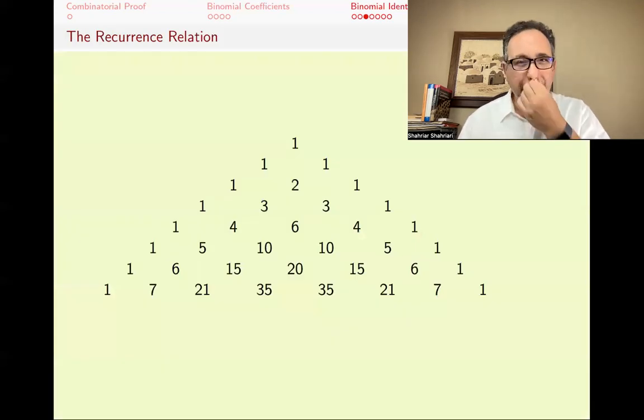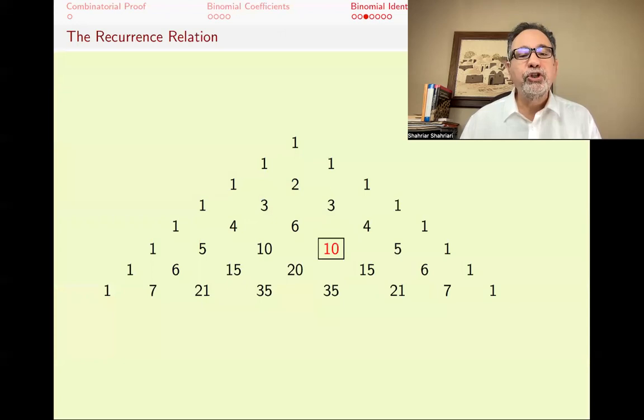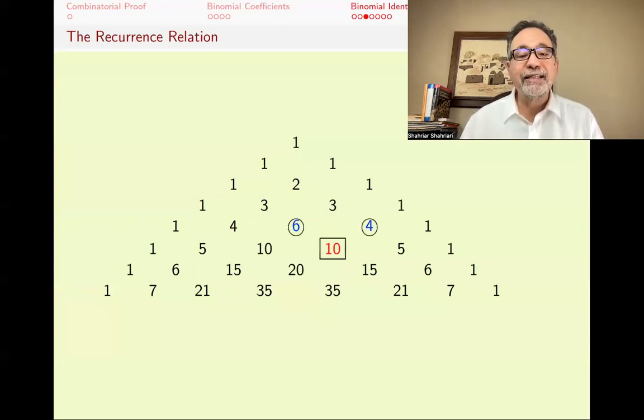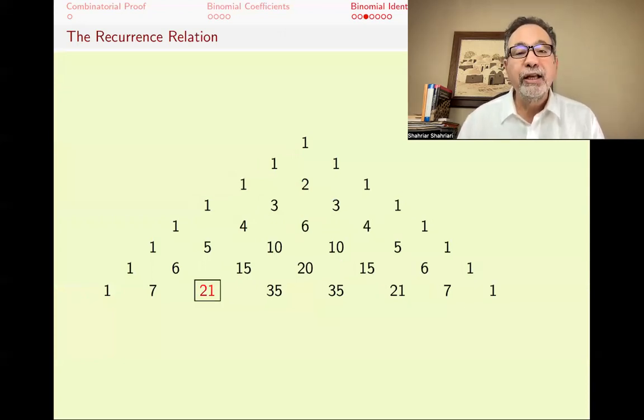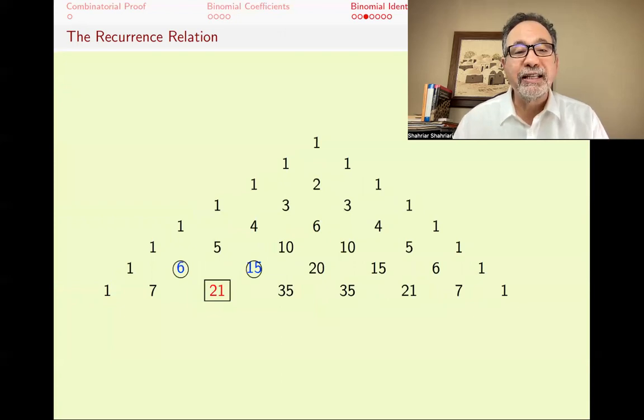So here's another one, that's sort of an obvious one, which is the recurrence relation. If you look at that 10, one way to think of it is that it is the sum of the 6 and 4, the 6 and 4 right above it. Where's that 21 come from? Well, it's the sum of the 6 and 15 above it.